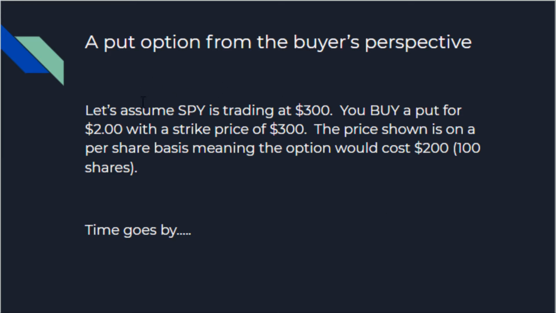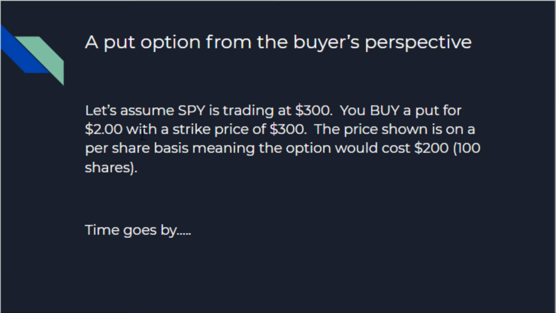So let's do the same thing, but with a put option. SPY is trading at $300. You buy a put for $2 with a strike price of $300. Puts in general are going to be a slight bit higher than calls. I'm not going to get into why, but if you're interested in seeing a video about that, I could make one.